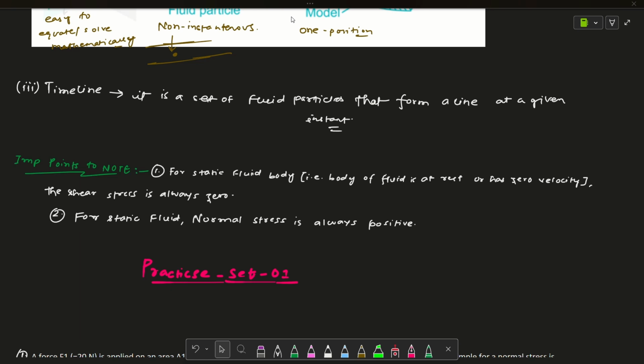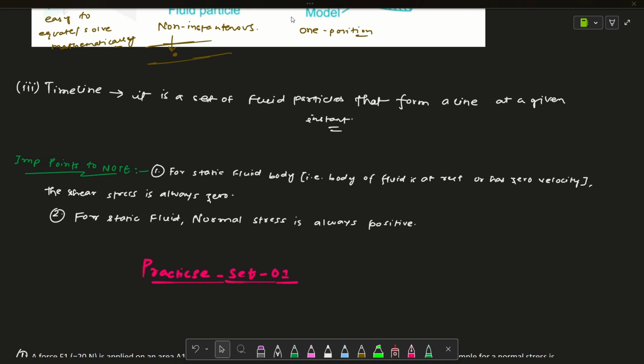Everybody, this is the lecture for fluid mechanics in the series of fluid mechanics for GATE and ESE examination. In this lecture, we have concluded the last chapter, that is chapter number 1, in the previous videos. I've taken a break of 4 to 5 days after completing that chapter. Now I am going to start a practice set for chapter 1.